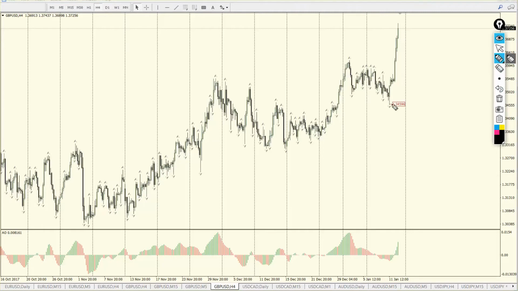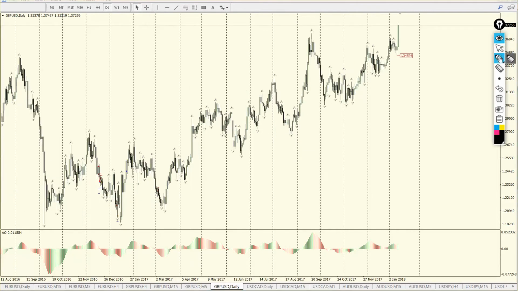Now, this pivot point is now protecting the whole trend up. As you can see here, we broke through this high as well. So we have this FZR, we have also this FZR, and this pivot point is protecting that whole trend up. So as long as this pivot point is not broken, I'll be looking for some new buy positions.